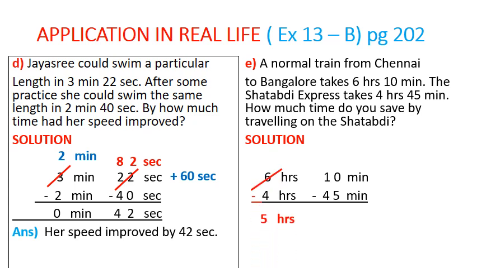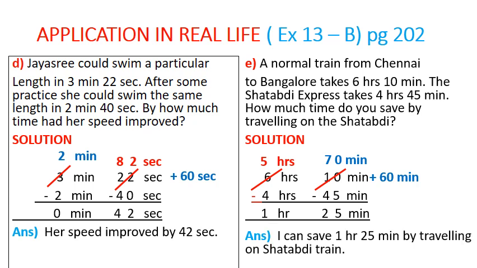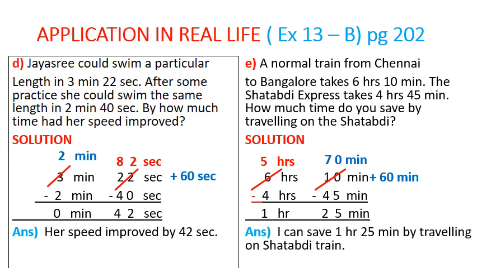So, 6 hours will become 5 hours. Now, 1 hour is taken to the minutes part. So, 1 hour is 60 minutes. So, 10 minutes and 60 minutes will become 70 minutes, isn't it? Now, 70 minus 45 is 25 minutes, and 5 minus 4 is 1 hour. So, the final answer is I can save 1 hour 25 minutes by traveling on Shatabdi Express.